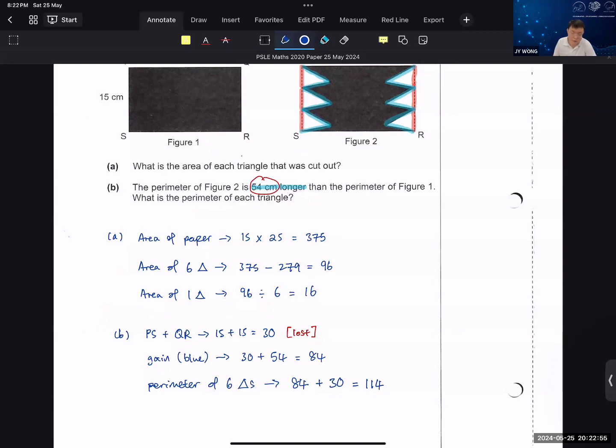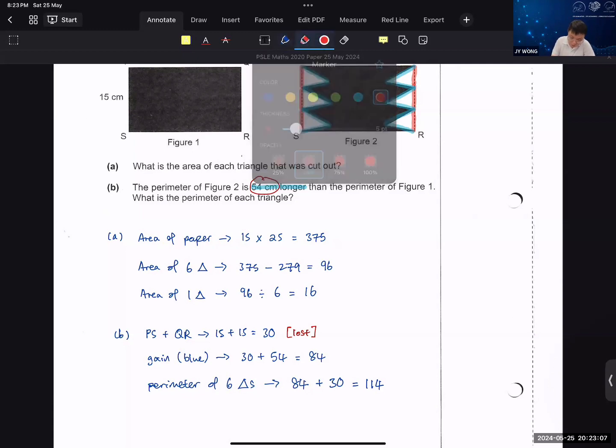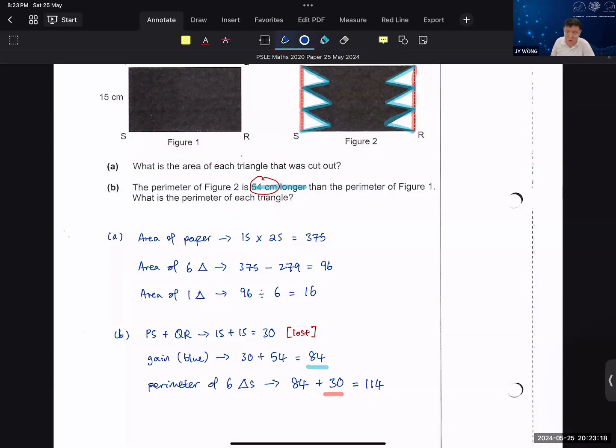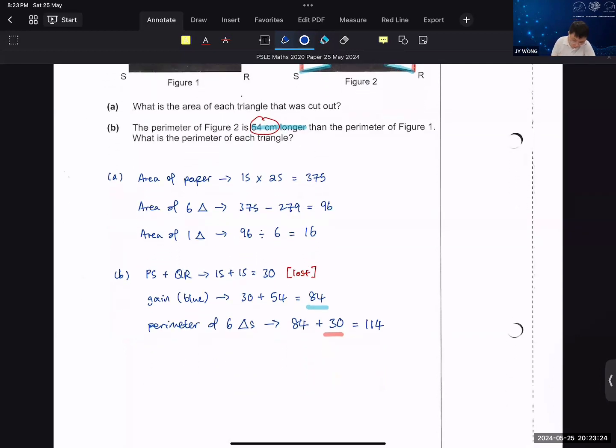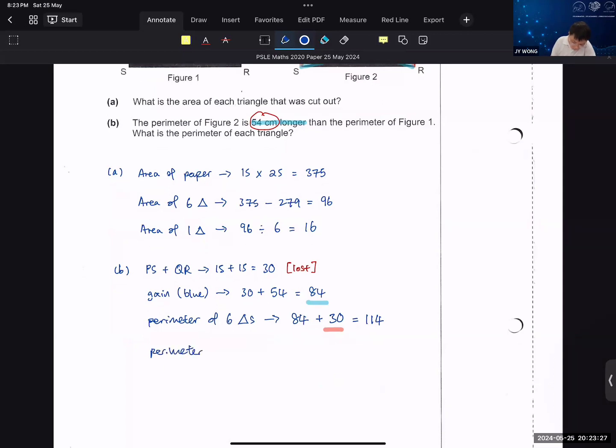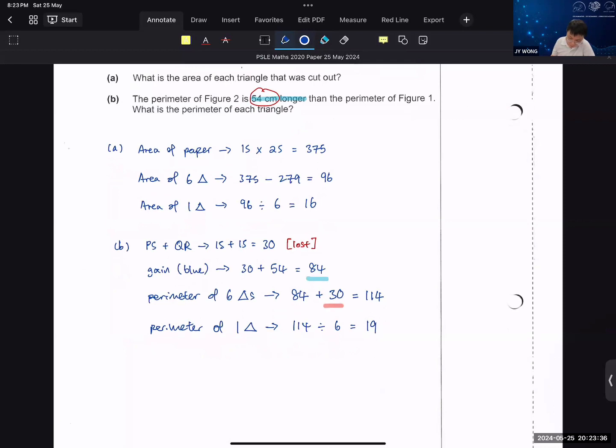You forgot to add a triangle base. So you need to add back the base of the triangle. The 84 is only the blue color parts, but the 84 is not the actual perimeter. You need to add back the base, which is 30, the two sides, to give you 114. And therefore, the perimeter of one triangle is 114 divided by 6 to give you 19. And that's how you get 19 cm.